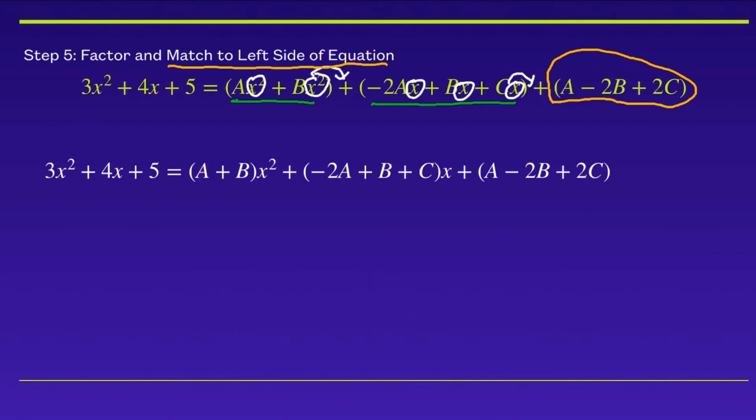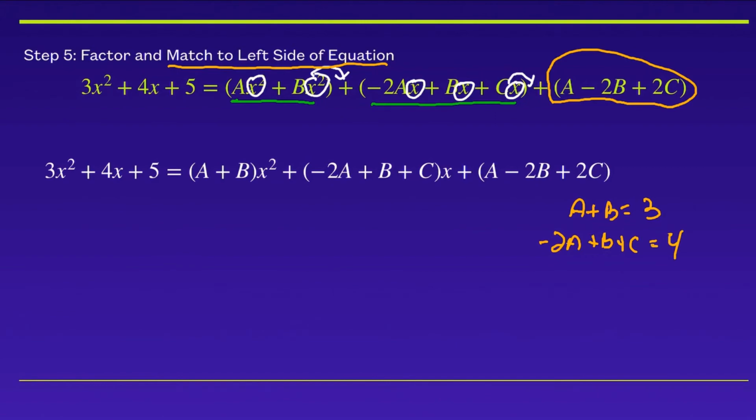So every coefficient that I have on the left side has to match up with a coefficient on the right side. So this 3 will have to match up with a plus b. It's equivalent to it, so I'm going to write that. I'm going to say that a plus b is equal to 3. All right, and then the same thing is going to be true for this 4. This 4 has to be equivalent to this coefficient in front of this x. So I'm going to write that negative 2a plus b plus c is equal to 4.